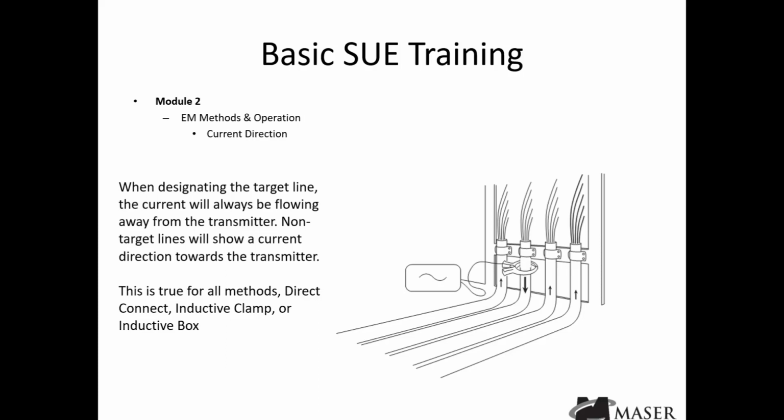In this particular graphic, we show that we have inductively clamped on a particular conduit, and we can see that the current is flowing away from that clamp. Our current direction would show us that. And if we suddenly moved over to one of these other three facilities, it would show that the current direction is headed back in the opposite direction, and therefore those are not our target lines.